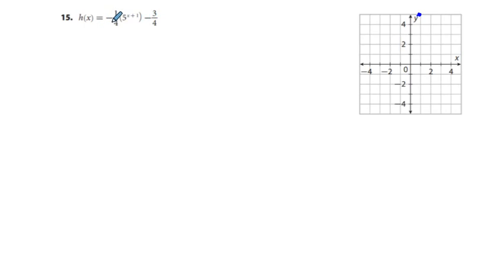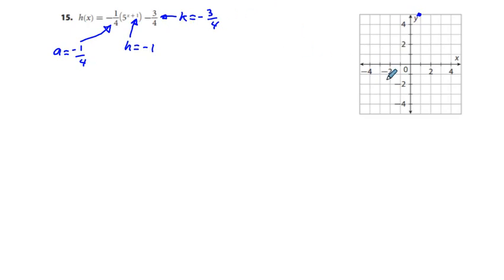Okay, so we have h of x equals -1/4 times 5 to the power of x plus 1, minus 3/4. So in this instance we have k is equal to -3/4. We have 5 to the power of x plus 1, so h is going to be equal to -1. And we have a is equal to -1/4.